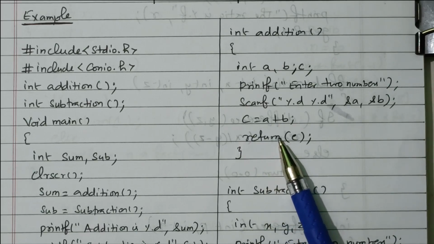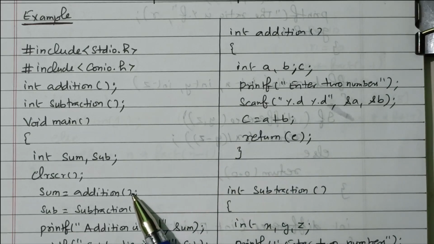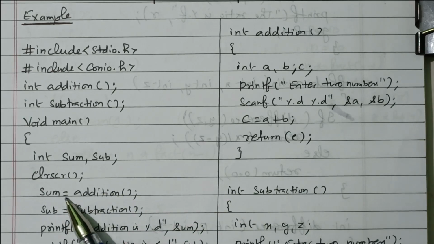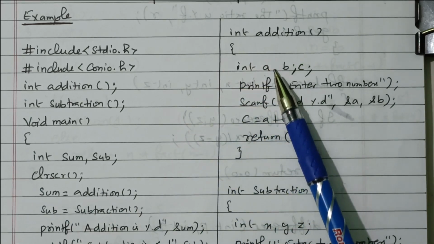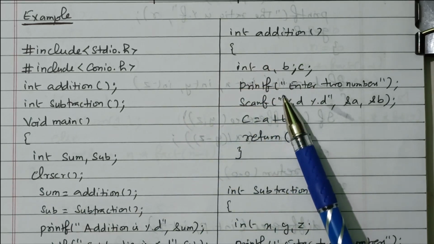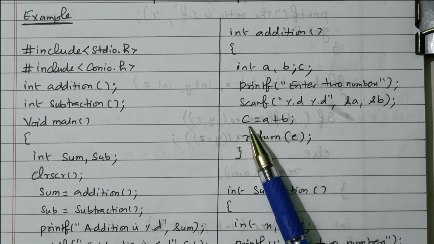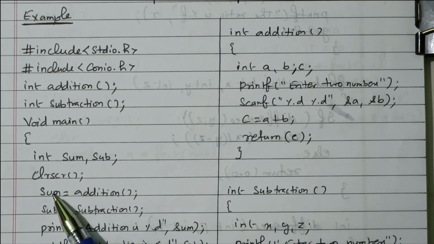Now this C is returned to the main function. Return C means the control again will transfer to this addition. The C value, the return C, is stored in sum. Right? So sum equal to addition means control will transfer to the function definition. We declare three variables. We ask the user to enter two variables. These two variables are added and stored in the third variable C. That value is returned. So the control is transferred again to the main program. The returned value will be stored in sum.